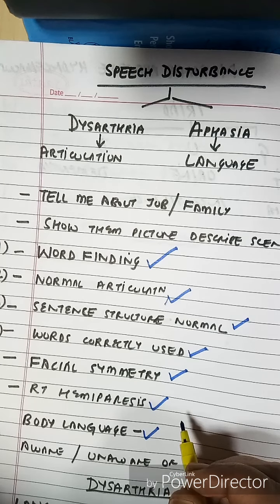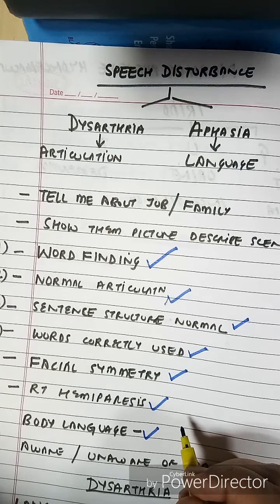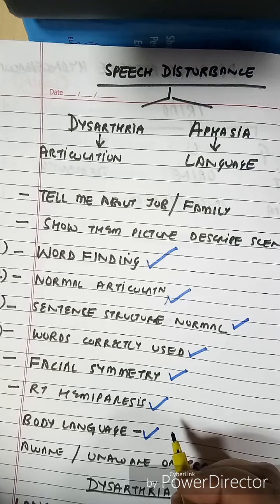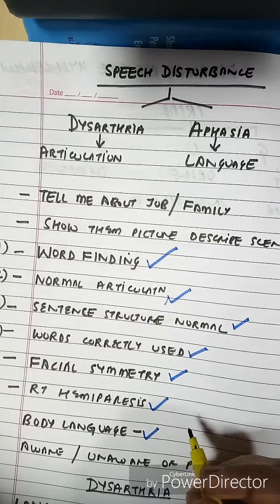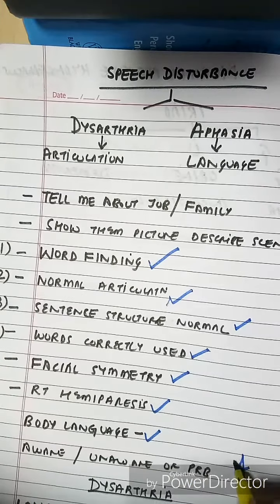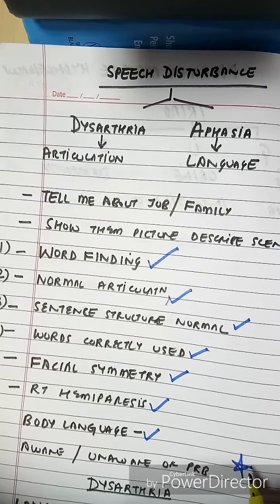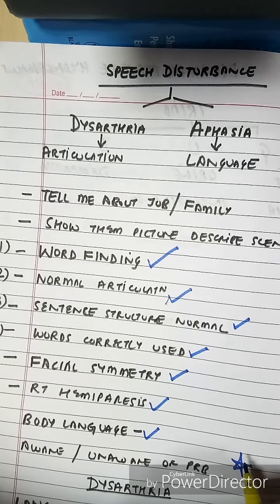Then see what the body language of the patient is. Normally patients who have non-fluent aphasias have very expressive body language. They try to express things by gestures. They have difficulty with word finding, but they will try to give you the answer in their gestures. Whereas the body language in patients who have fluent aphasia is normal. And lastly, an important thing is whether the patient is aware or not aware of his problem.